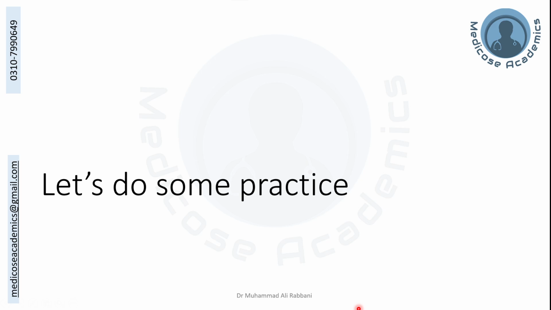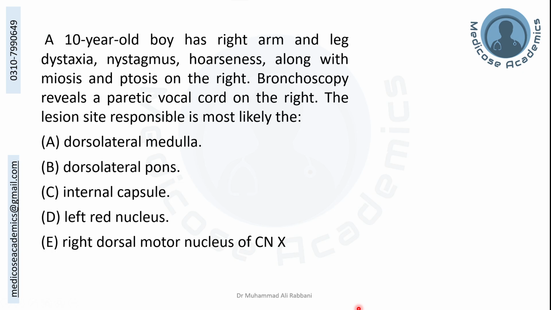Let's do some practice. I am here using an MCQ from the board review series BRS books. I'm not claiming these MCQs as my own, but let us go through that. A 10-year-old boy has right arm and leg ataxia, nystagmus, hoarseness, along with miosis and ptosis on the right. Bronchoscopy reveals a paretic vocal cord on the right. The lesion responsible is most likely the.